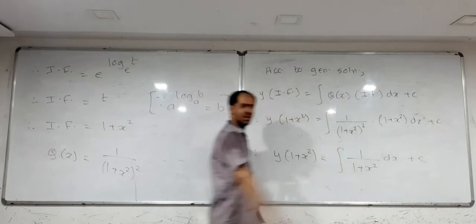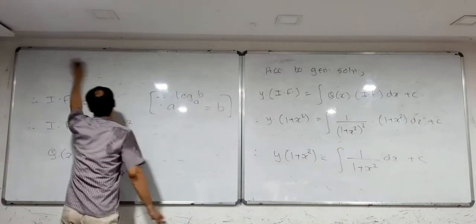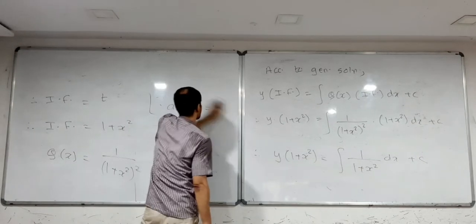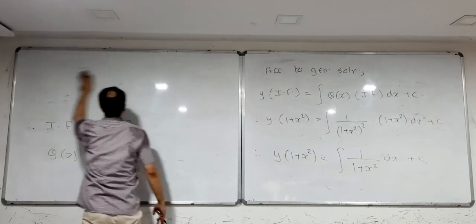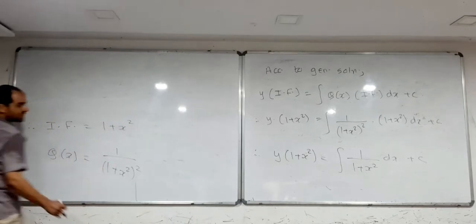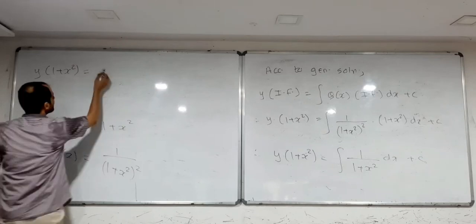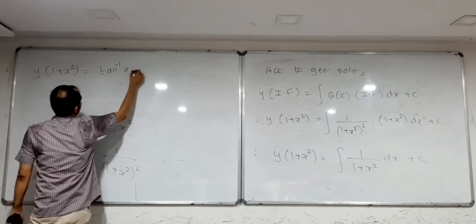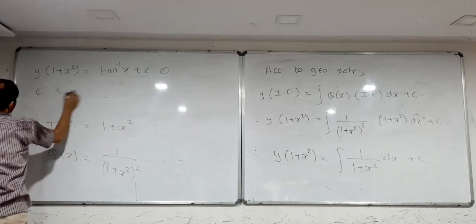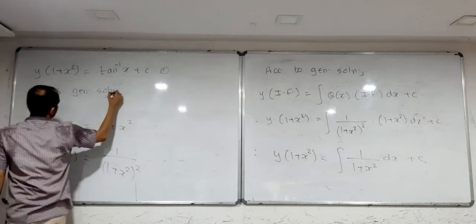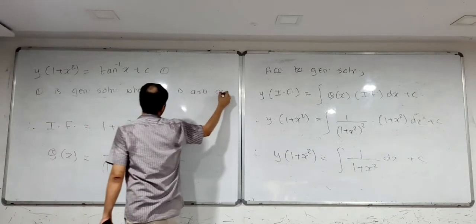What is integration of 1 upon 1 plus x square? Tan inverse x, तो डायरेक्टली आ गया आपके पास. Make it a habit of writing the general solution. हाँ, पिछले क्वेश्चन में मैं लिखा था 1 is a general solution. हाँ, you must write 1 is the general solution. So y into 1 plus x square is equal to tan inverse x plus c. So result number 1 कर दो. Here 1 is general solution where c is arbitrary constant.